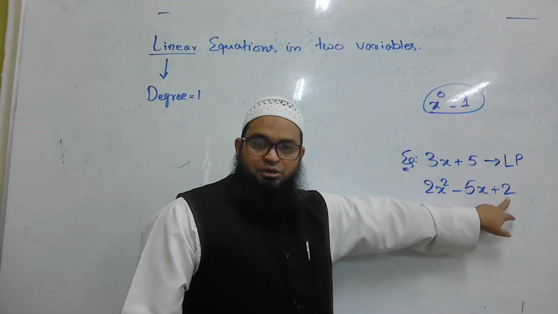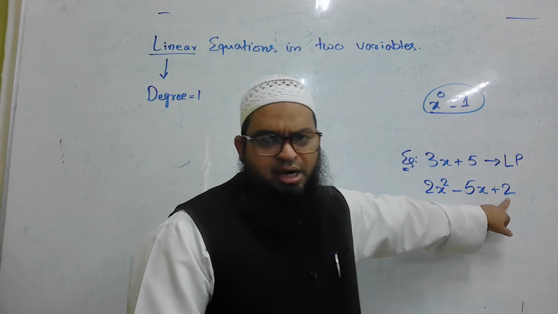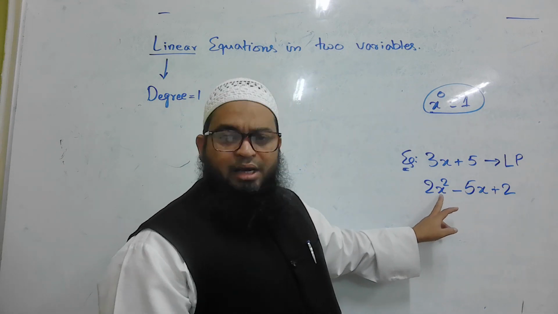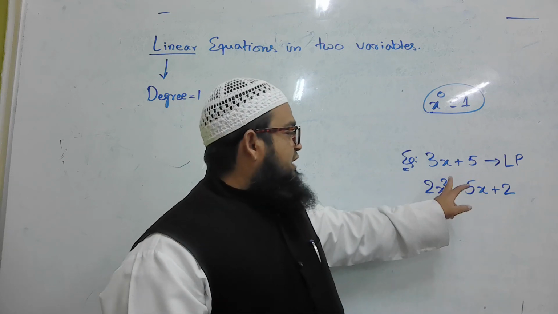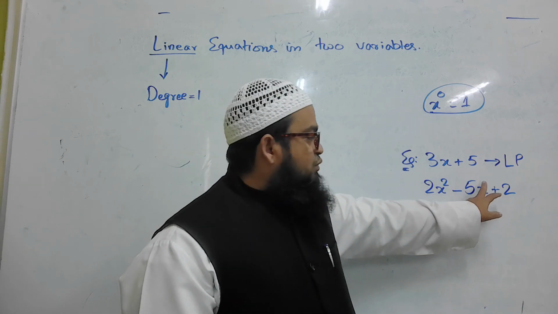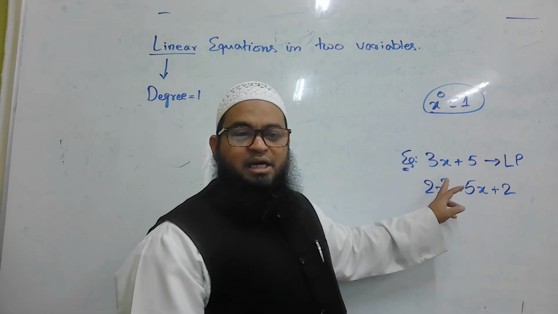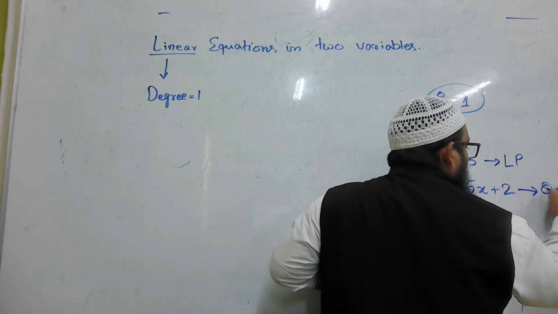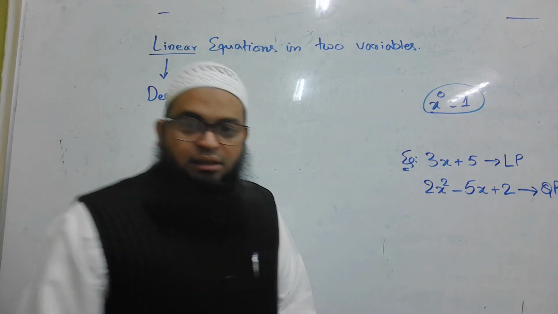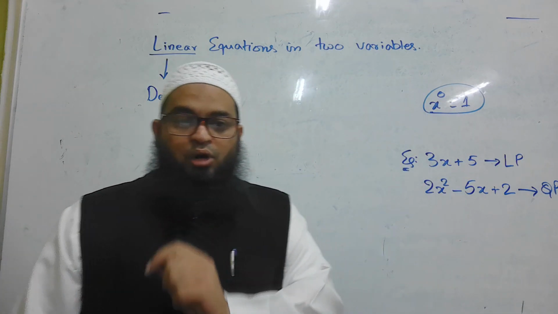So these are called constant terms. We have studied in polynomials, right? So the highest power here is 2, because here it is 1, here it is 0. What is the highest power? 2. Therefore this is called a quadratic polynomial.